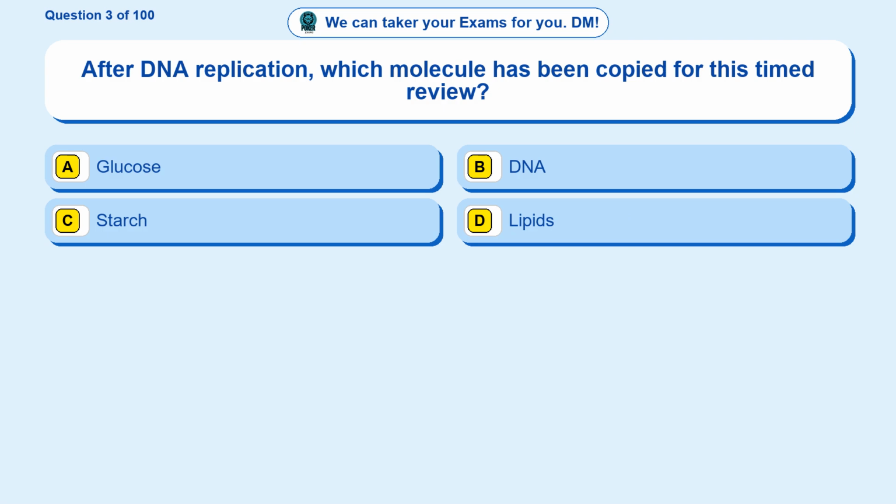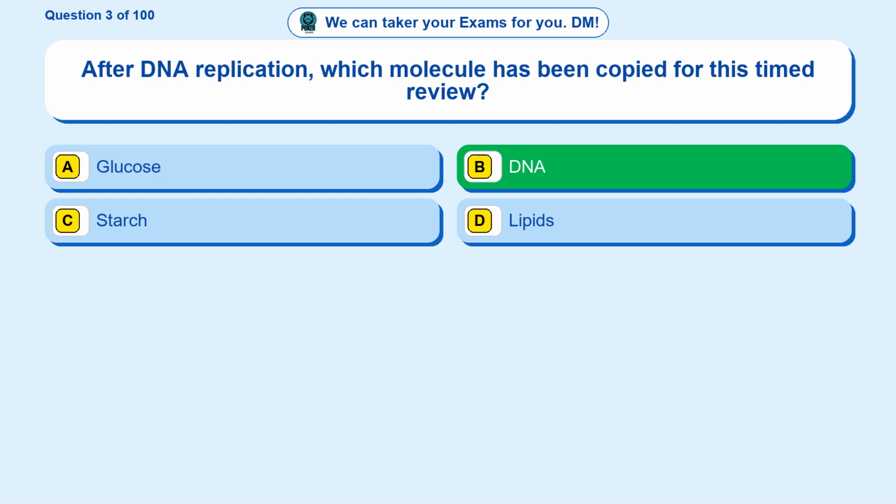Question 3. After DNA replication, which molecule has been copied for this timed review? Option A, glucose. Option B, DNA. Option C, starch. Option D, lipids. The correct answer is option B.